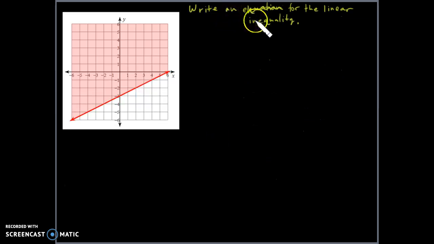Write an inequality for the linear inequality. So we have a linear inequality that's been graphed, and what we're doing is we're writing the inequality for it. So our first step is to create the equation. Our answer is not going to be an equation, it's going to be an inequality, but the easiest thing to do is create an equation first, and we know that equations in slope-intercept form are mx plus b, where m is our slope and b is our y-intercept.